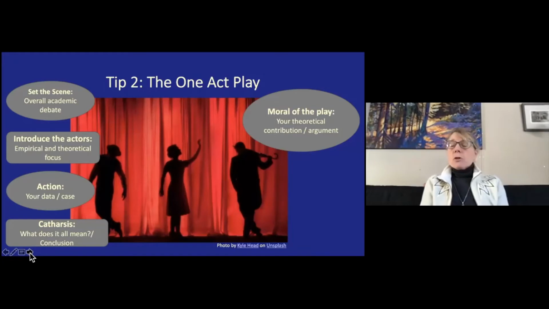So tip number 2, the one-act play. Now, journal articles should be thought of as a one-act play. So in a one-act play, you set the scene. That's your overall academic debate. What are you talking about? What's important here? Then you introduce the actors, and this includes your empirical and your theoretical focus. What is this play about?